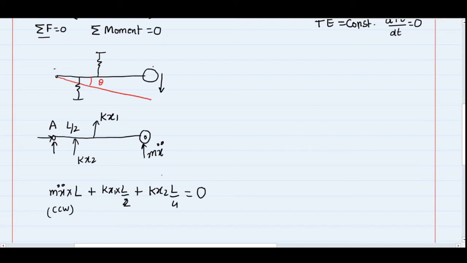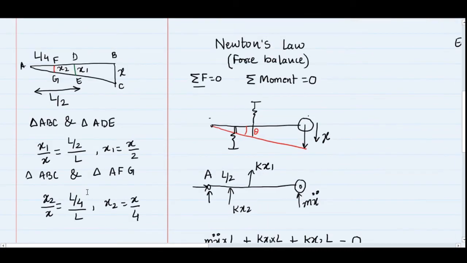Now, how can we replace x1 and x2? If I consider similar triangles, I know that the displacement of this point is defined by x. So these displacements can be converted in terms of x. As this is my similar triangle and I am interested in finding x1 and x2, when I consider triangles ABC and ADE, I get x1 equal to x by 2. Similarly, when I consider triangles ABC and AFG, I get x2 equal to x by 4.